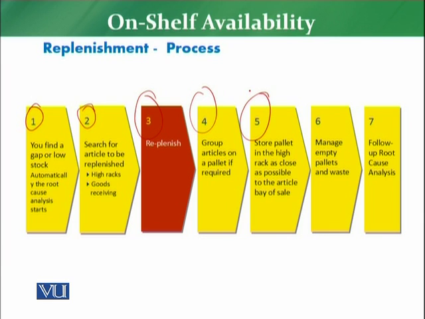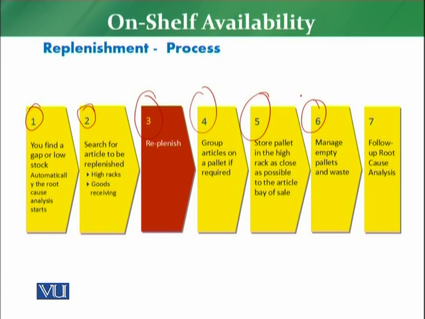Then the fifth step is to store the pallet in the high rack as close as possible to the article bay of the sale. For example, if you have the stock available in the store, you put it on the pallet near the shelf. The backup stock should be very close, so if the product is not available on the shelf, you can immediately get this pallet down and fill that gap. You can immediately replenish that.